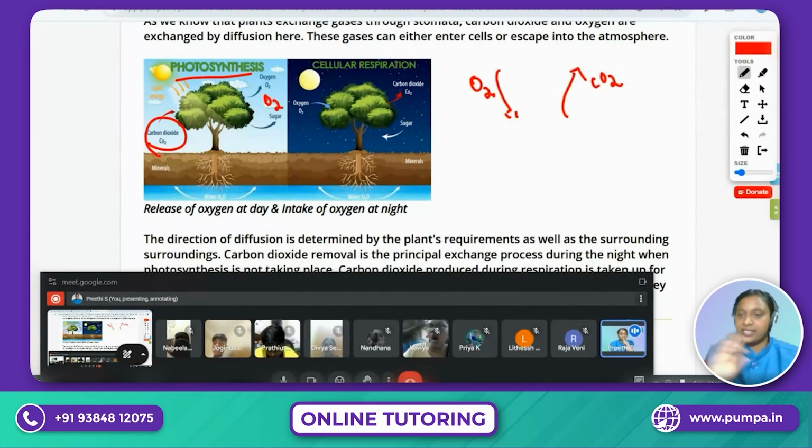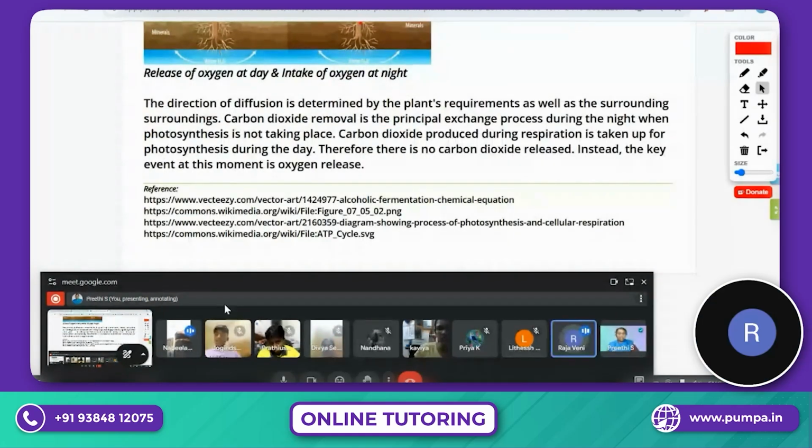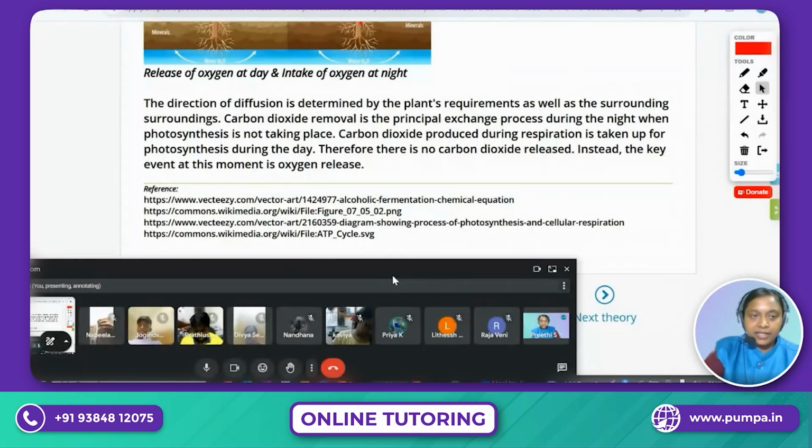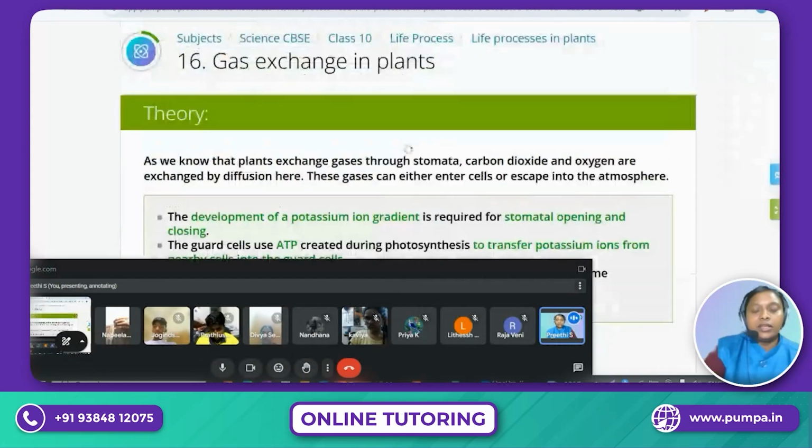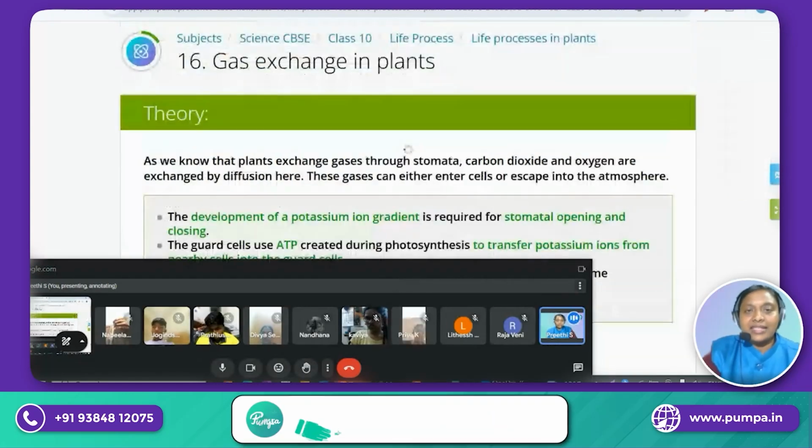Respiration is the same. So what is respiration? They will be taking the oxygen and giving out the carbon dioxide. So if a person is sleeping under a tree, he will not get enough oxygen because a high amount of carbon dioxide will also be released, and it will create suffocation. Okay, clear, children? Yes, ma'am. Any doubts? No, ma'am. Okay, everyone, so next we can move on to gas exchange in plants.